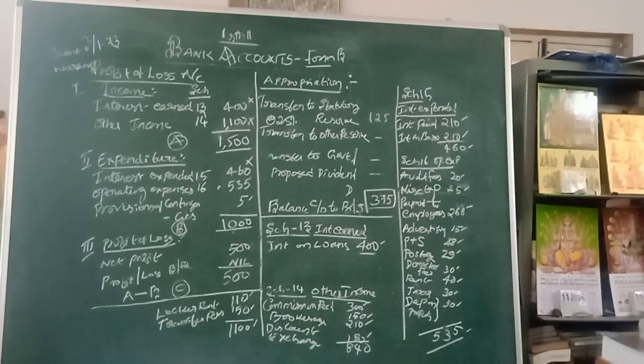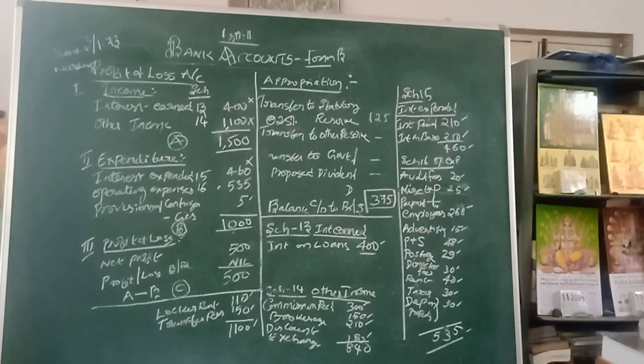Then payment to employees. This is the amount paid. So we should take this in schedule number 16. Then commission received. This is commission earned or commission received. Any amount of commission received, discount received, brokerage received, these are all incomes received. But these things should be taken separately. Why? Because one schedule deals with the interest income, whereas this one is clearly captioned as commission received. So we have to take it as other income in schedule number 14.